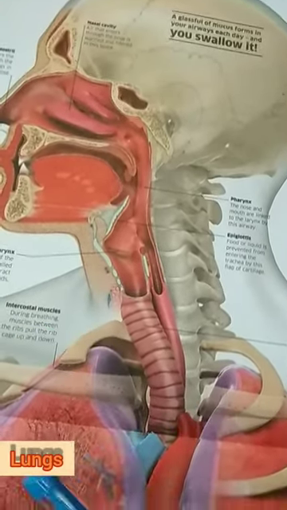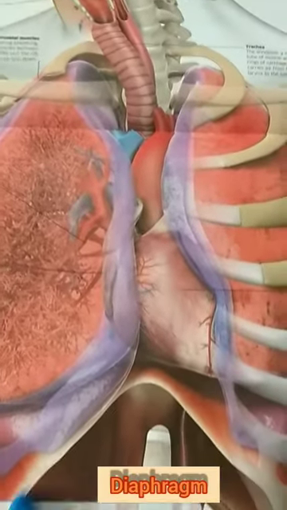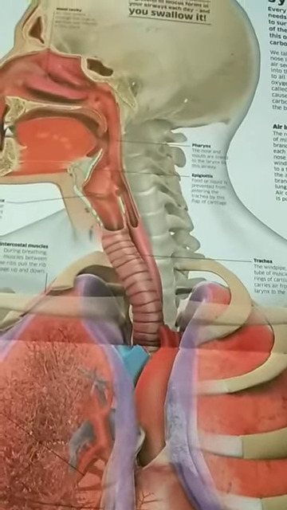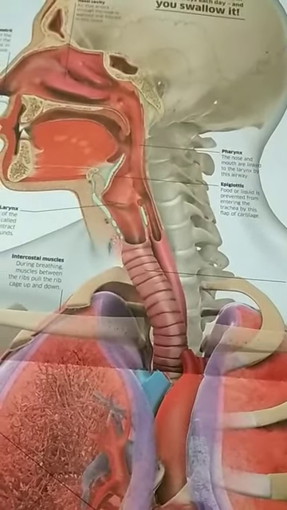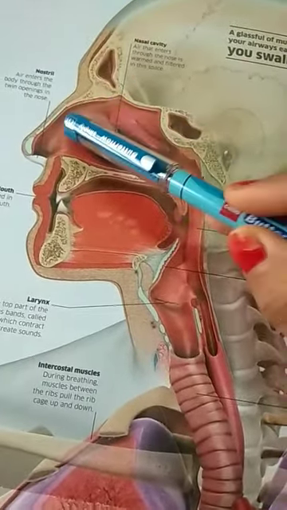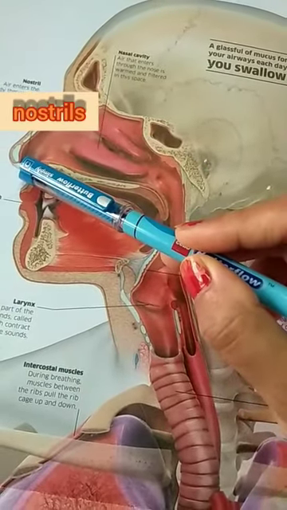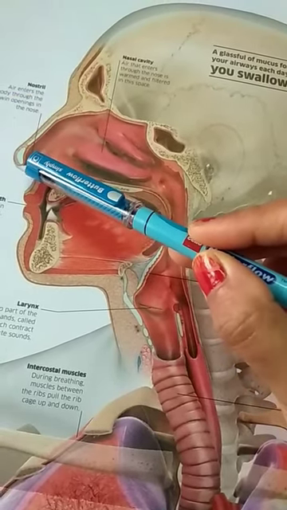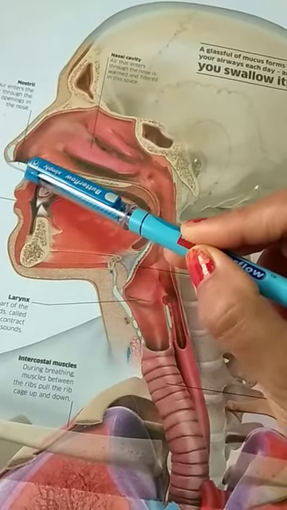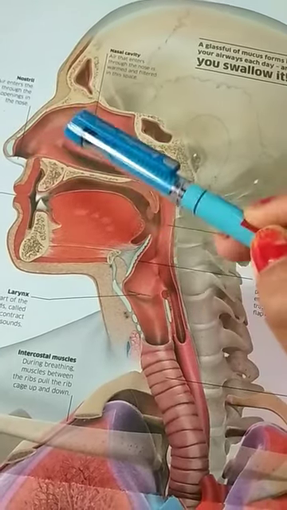From the windpipe, we have the two lungs, and below the two lungs we have the diaphragm. So these are the parts involved in the process of respiration. Let's take them step by step. The first part is the nasal cavity, in which the first thing that comes is your nostrils. Nostrils are the fine holes in your nose which help in taking in air or oxygen and releasing carbon dioxide.